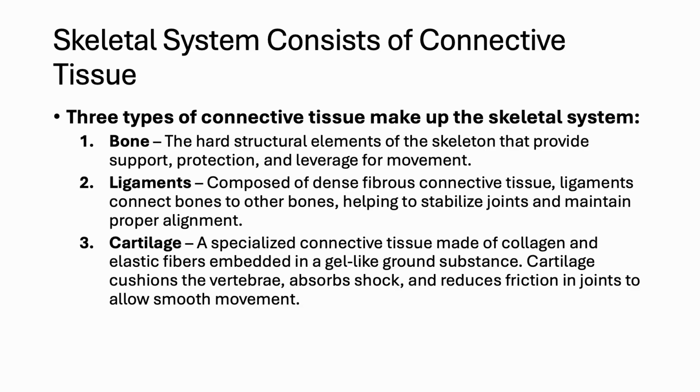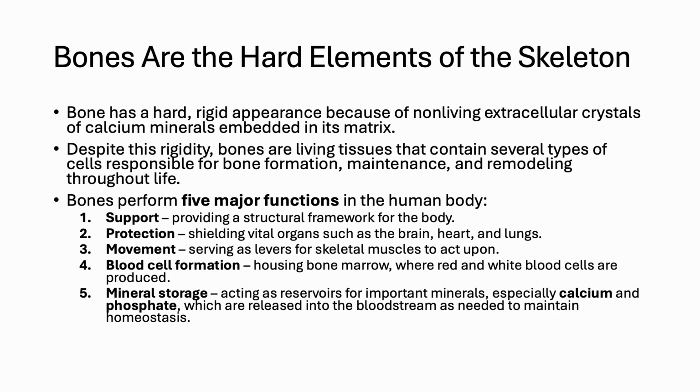Together, these three tissues balance strength and flexibility. Bone gives rigidity and structure, ligaments provide stability, and cartilage adds cushioning and support under pressure. Bone appears rigid and lifeless, but is actually a living tissue. Its hardness comes from calcium mineral crystals embedded in its matrix, while its vitality comes from specialized cells that build, maintain, and remodel bone throughout life.